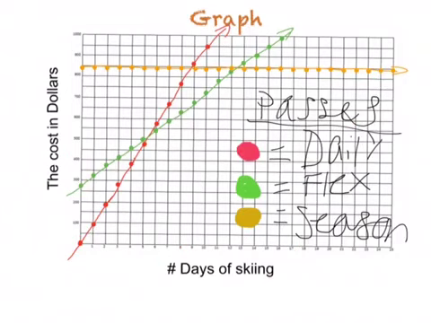As you can see on the graph, right here is where the daily and the flex passes meet in days. And right after, at day 6, you would want to get the flex pass because it is less than the daily pass. And then here is where the flex and the season passes meet. And anything above 12 days, really starting at 13 days, you would want to be getting a season pass because it will be less. But if you want to ski less than 12 days, then you want to get the flex pass.